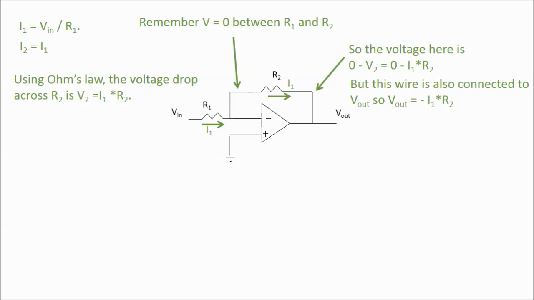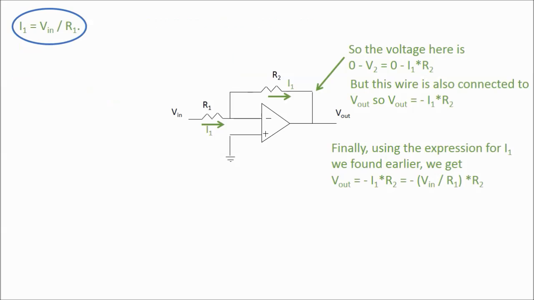But that wire is connected to V out, the output voltage. That means I know V out now. V out is equal to minus I1 times R2. So, using the expression that we found earlier for I1 in terms of Vin, I have V out is equal to minus I1 times R2. Plugging in for I1, we get that that is equal to minus the input voltage over R1, all times R2.